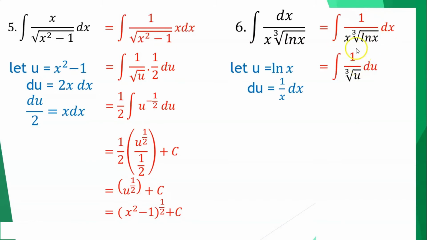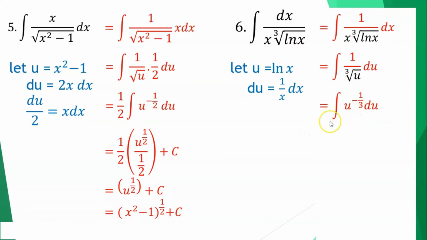Take note here, the cube root of ln of x would be the cube root of u. And dx over x is basically du. So rewriting this, this would be the integral of u to the power of negative 1/3 du.